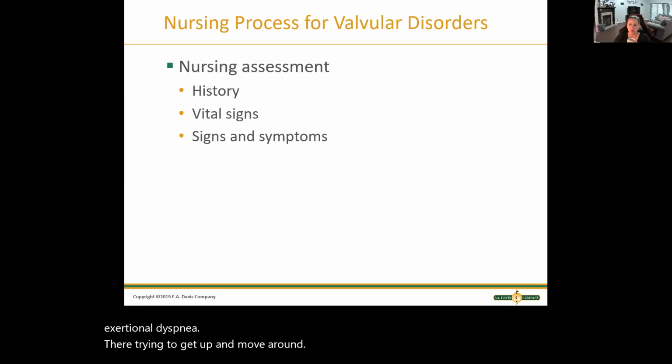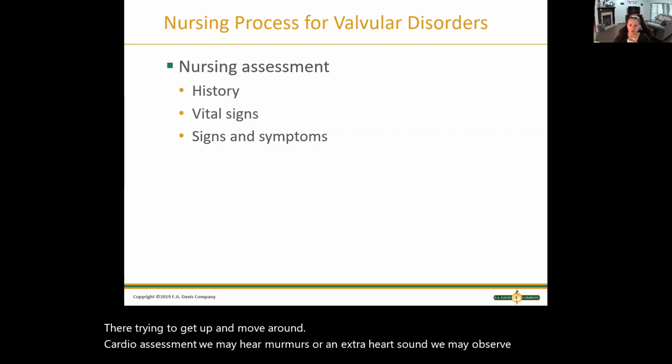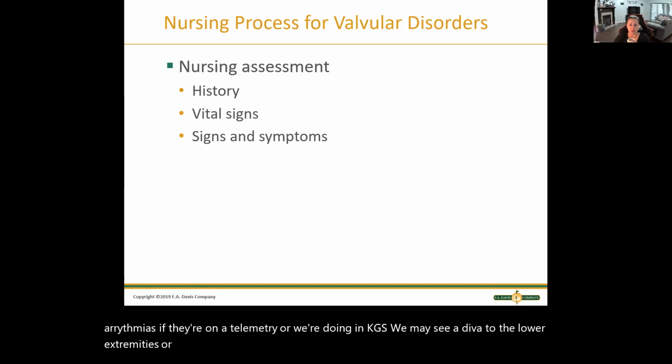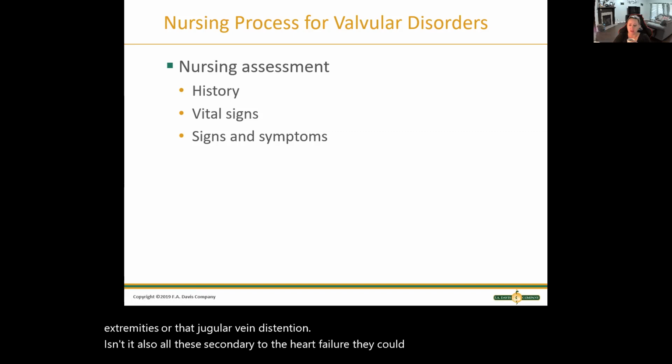Cardio assessment, we may hear murmurs or an extra heart sound. We may observe arrhythmias if they're on telemetry or we're doing EKGs. We may see edema to the lower extremities or jugular vein distension. These would all be secondary to the heart failure they can experience because of this.